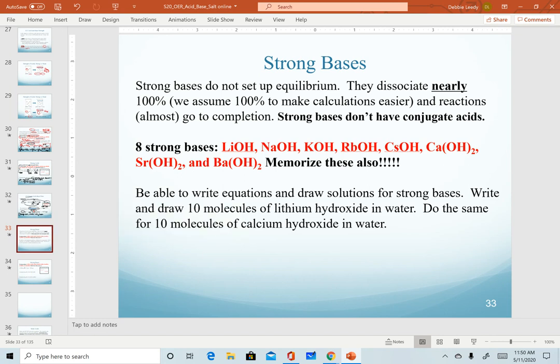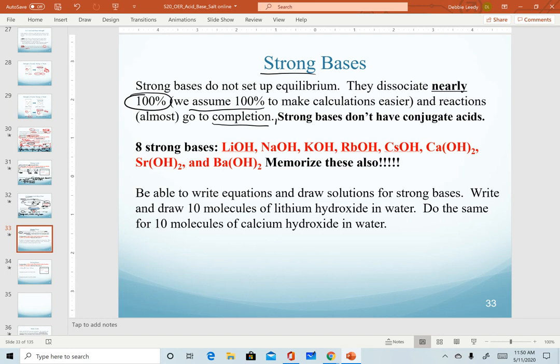All right, and now we go through the same steps and definitions of our strong bases. Again, strong means that it dissociates nearly 100%. We'll assume 100% so that our reactions go to completion and makes life easier, but it will be nearly 100%.